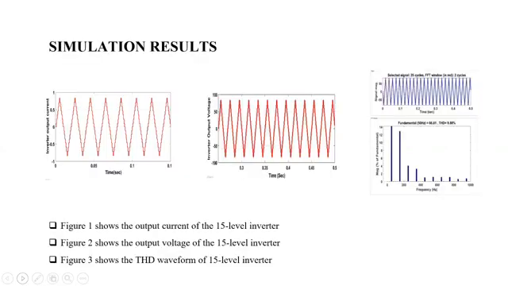Coming to simulation results, figure 1 shows the output current of the 15-level inverter. Figure 2 shows the output voltage of the 15-level inverter. Figure 3 shows the total harmonic distortion, that is THD, waveform of the 15-level inverter. The minimum total harmonic distortion value is 9.88%.